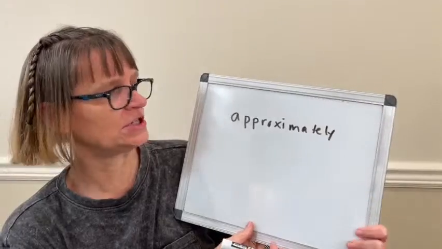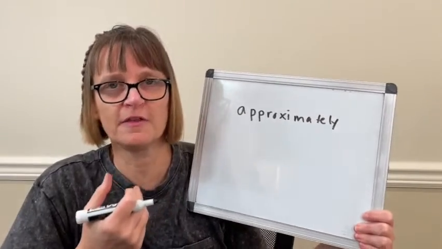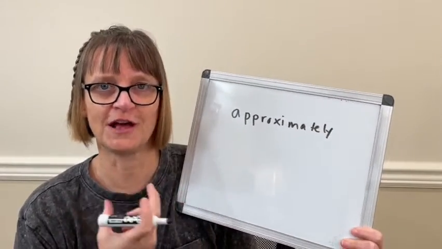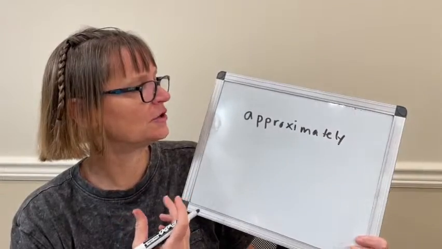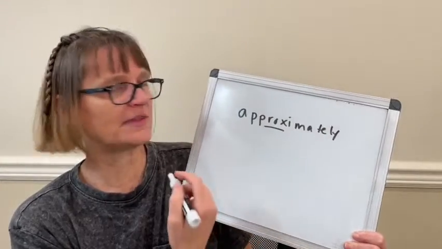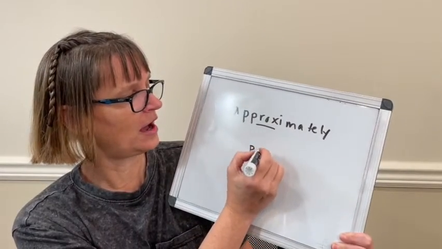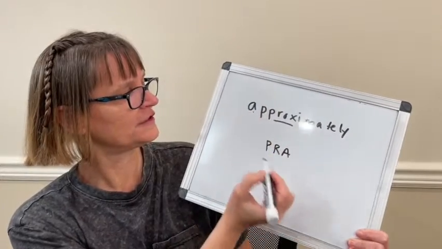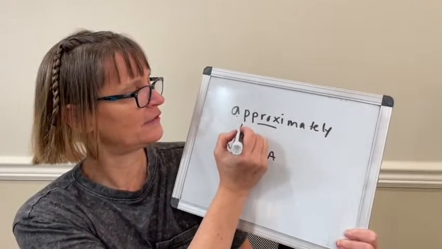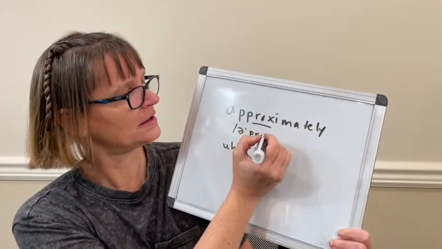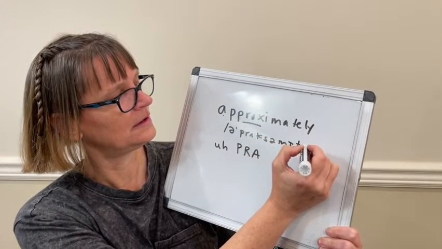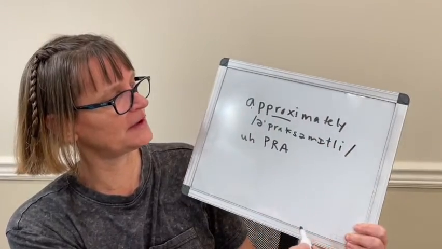I think the challenge here is with any longer word, getting the rhythm correct and then also understanding the vowel sounds, because there's a lot of reduced vowels in this word. So the stress is on the ox syllable, approximately, and so that's where we have our clear vowel pra. Then our first letter A is going to be a schwa, so it's unstressed, so it sounds like a. So we have approximately.